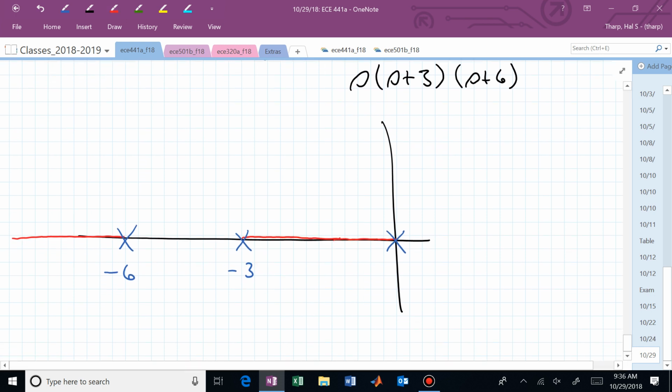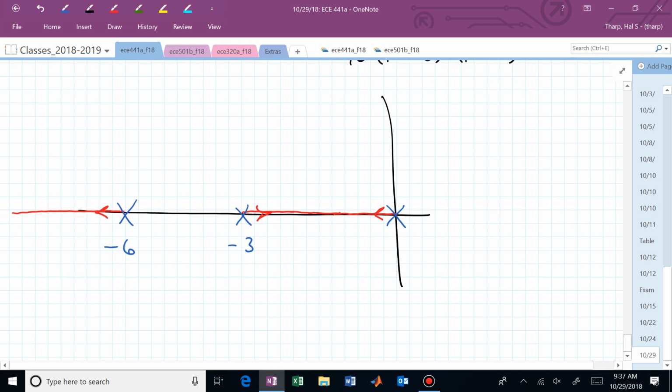Now what do we do? This pole goes there, this one goes there, and this one goes there. Do we have to worry about anything else? Are we finished? How many branches of the root locus do we have? How many segments do we have? We have 2, but how many branches of the root locus do we have? 3. So we have 3 branches, and what's our pole zero excess?